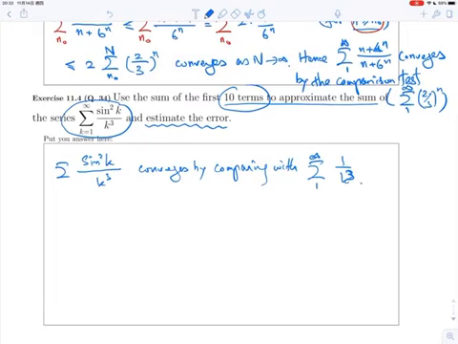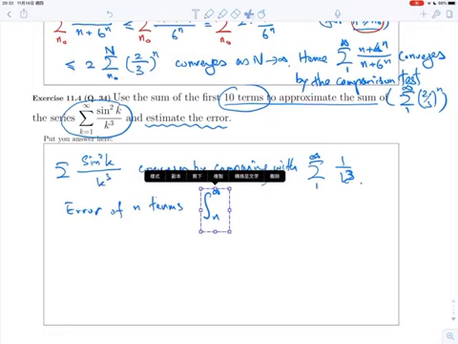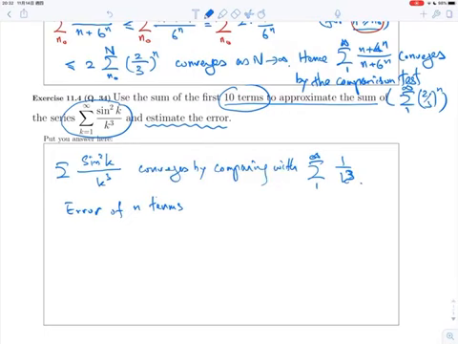In fact, the error term of n terms is given by the integral from n to infinity of, okay, let's slightly recall that the integral from n to infinity of sine squared x divided by x to the power 3 is less than the integral from n to infinity of dx over x to the power 3, and this you can compute. This turned out to be 1 over 2n squared.